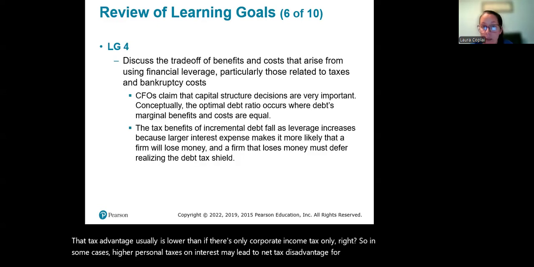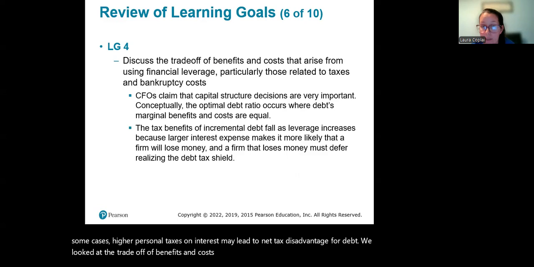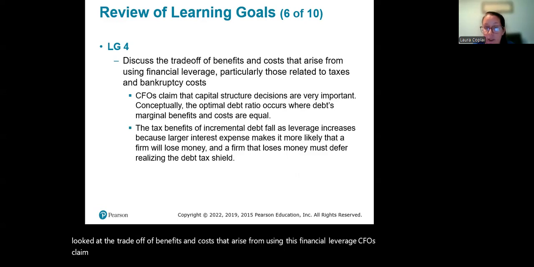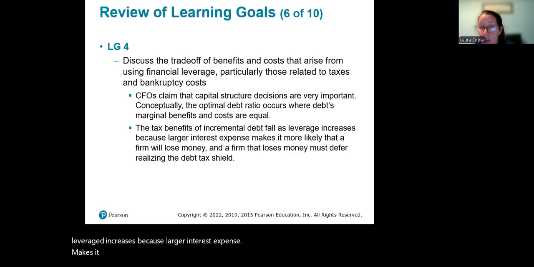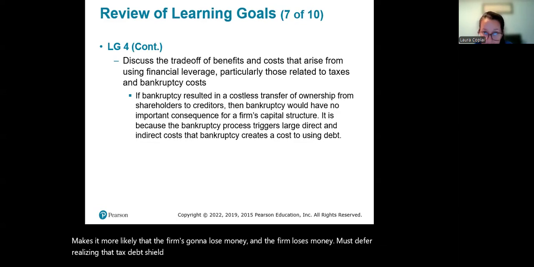So in some cases, higher personal taxes on interest may lead to a net tax disadvantage for debt. We looked at the trade-off of benefits and costs that arise from using this financial leverage. CFOs claim that the capital structure decisions are important. The optimal debt ratio occurs where the debt's marginal benefits and costs are equal. The tax benefits of incremental debt fall as leverage increases because larger interest expense makes it more likely that the firm is going to lose money, and if the firm loses money, it must defer realizing that tax debt shield, right?